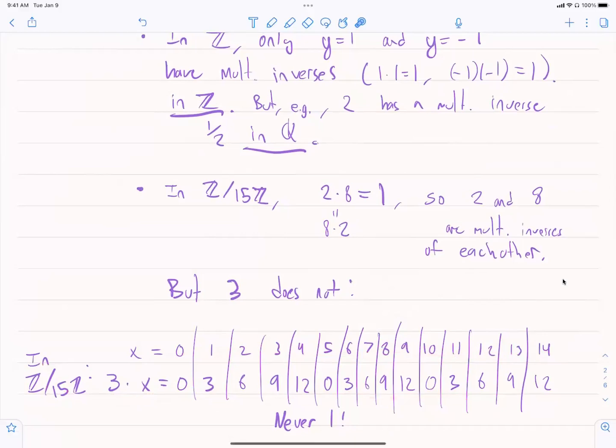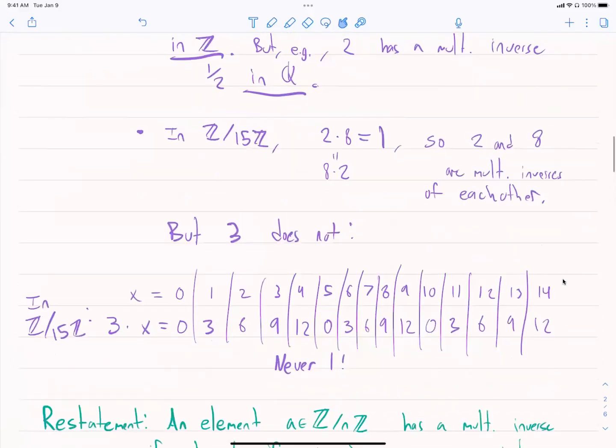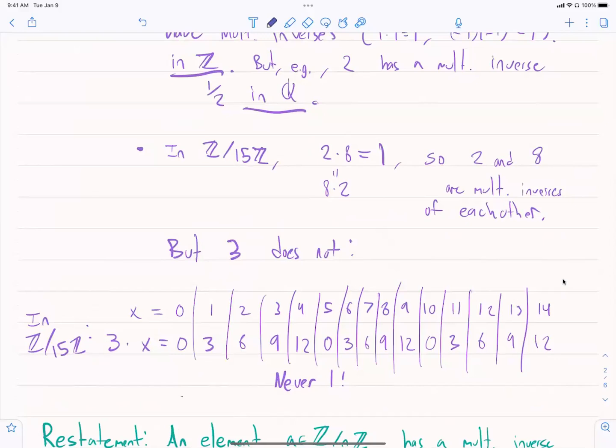So that means there is no 1/3 in Z mod 15Z. There's no 1 over 3. So 3 does not have a multiplicative inverse. I should write that. This is never 1, so 3 does not have a multiplicative inverse in Z mod 15Z.